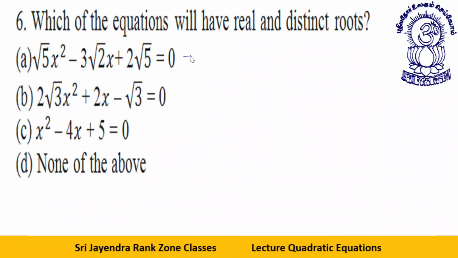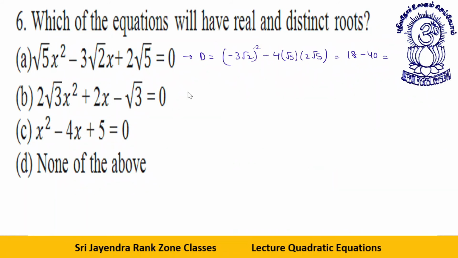Let's see what the discriminant is for this equation. D is equal to b square minus 4ac. I think it will be negative. Why? Because these numbers are large and this number is small. 3 square is 9, root 2 square is 2, so 18 minus 4 into 2 into 5, that is 8 into 5, 40. This is negative, minus 22. So this does not work.